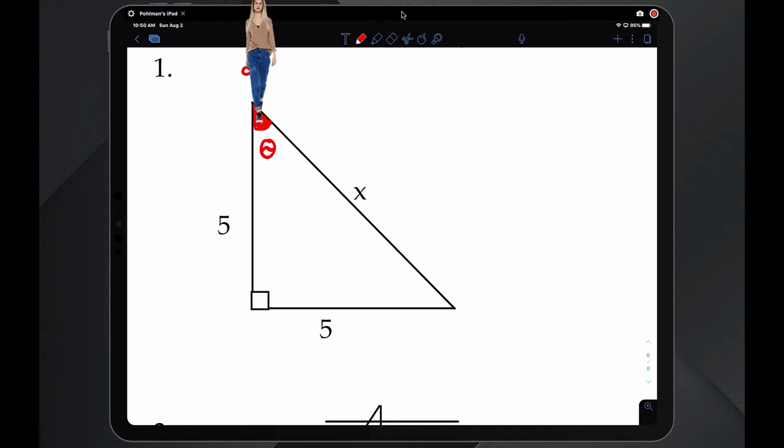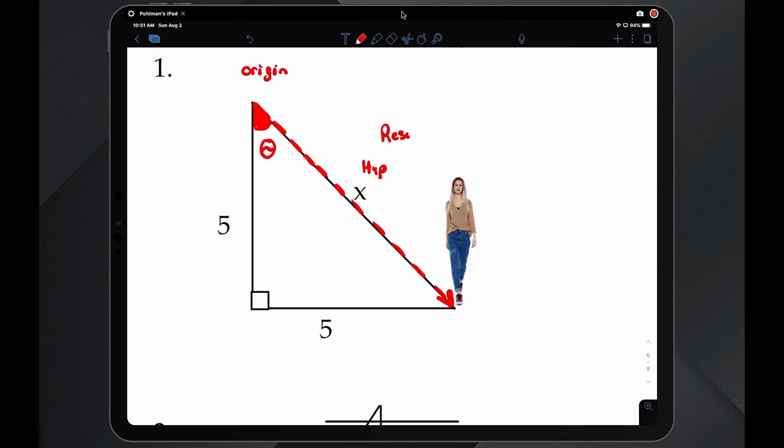If this is my point of origin right here, I know that if I start there, the longest side is going to be the resultant vector, and that's the hypotenuse. So I know that that's the hypotenuse right here, or we would describe that as the resultant. We have to figure out what that value is. So x, what is that value?